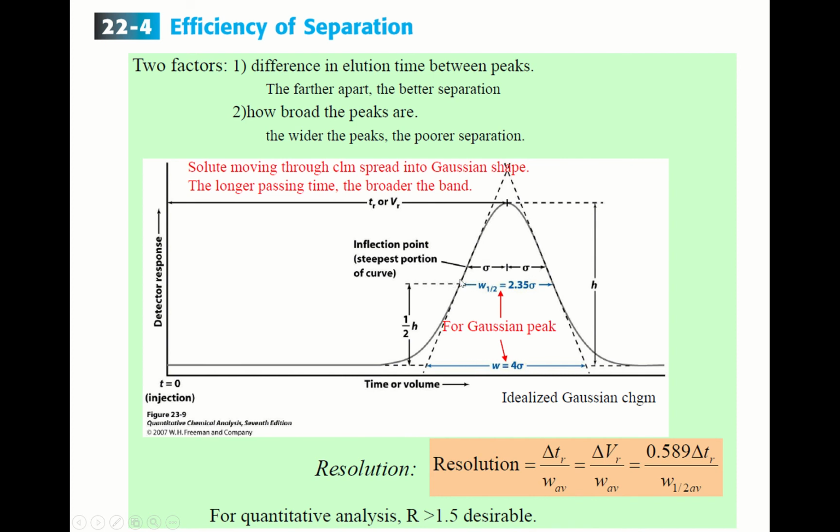But at the half maximum, this width is different from the one here. Yeah? This width is 2.35 sigma, right? Better than this one, 2 sigma. It's more than 2 sigma, 2.35 sigma.